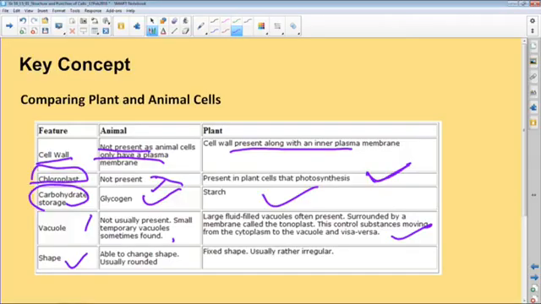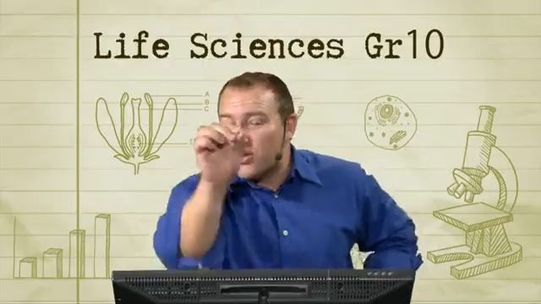Right. And then you get your shape. Your plant shape is a rigid shape. Remember I said cell wall, which means it's like a brick. Okay? And then your animal cell doesn't have one. It can move. It's irregular in shape. Right. Hope you remember all these concepts. These concepts are very important.